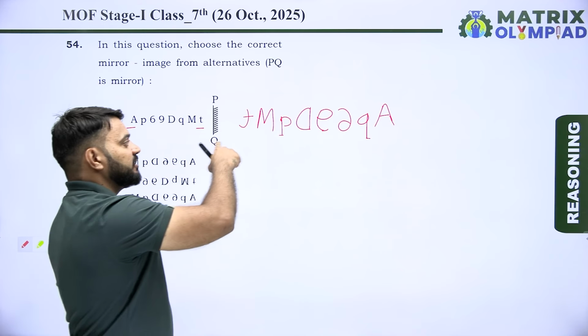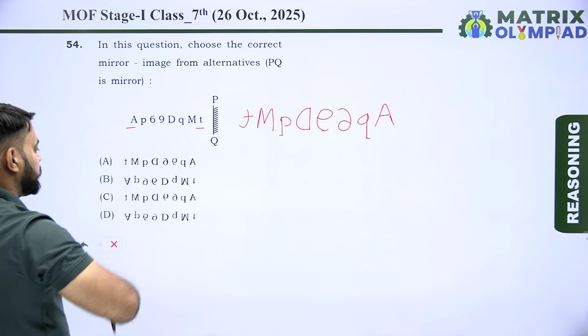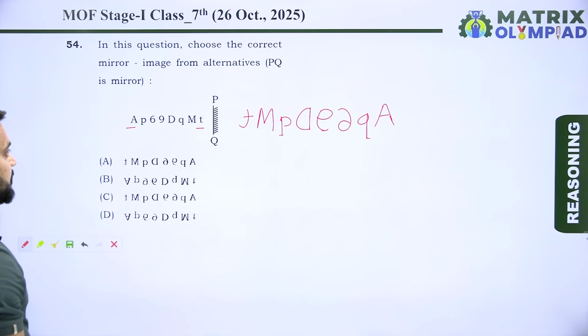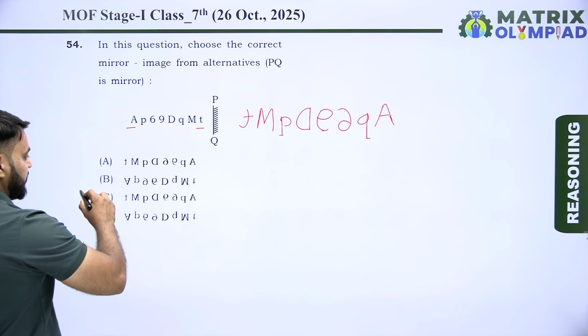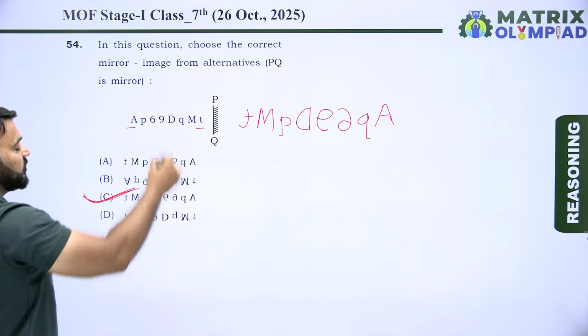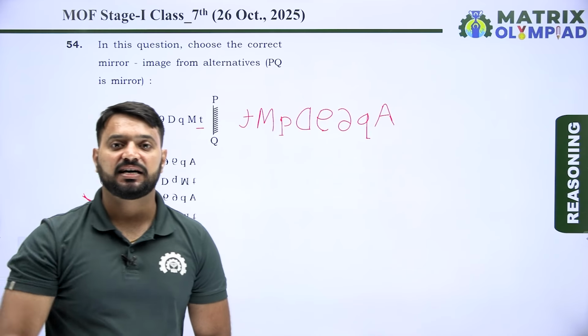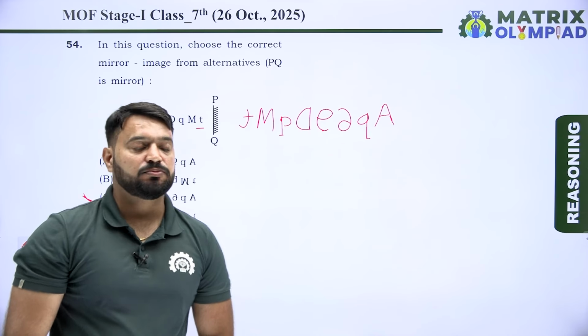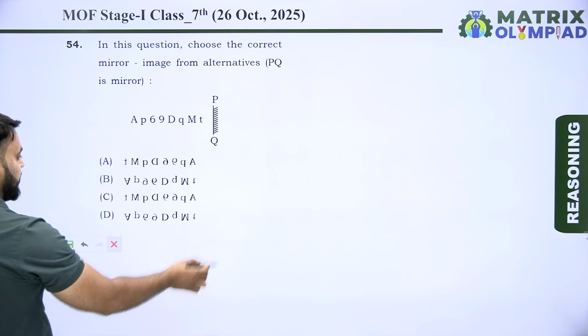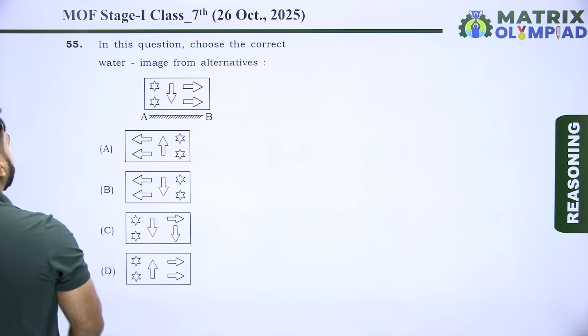So this is the correct mirror image of the given combination. So here option C is the correct mirror image of the given combination. So here option C is the correct answer of this question. Let's move on to the next question. So now the next question is question number 55.